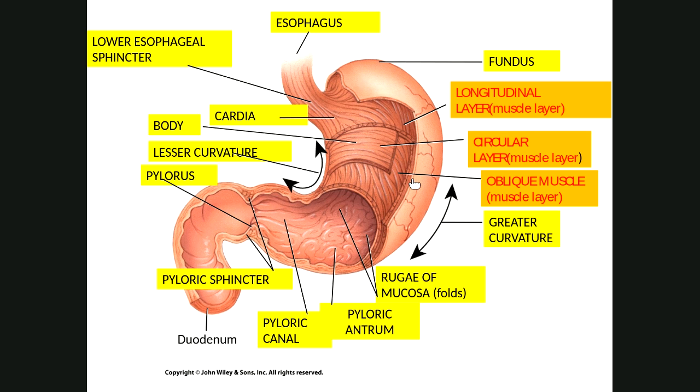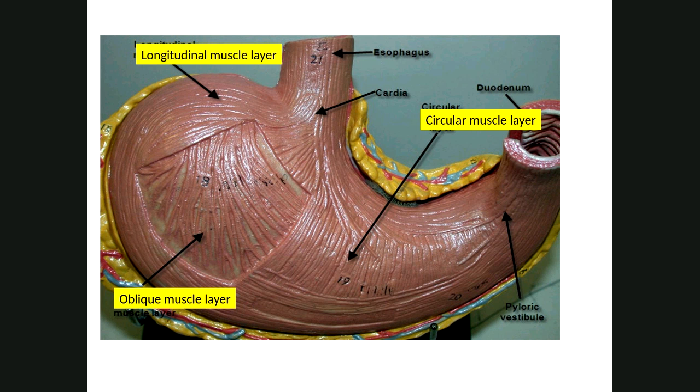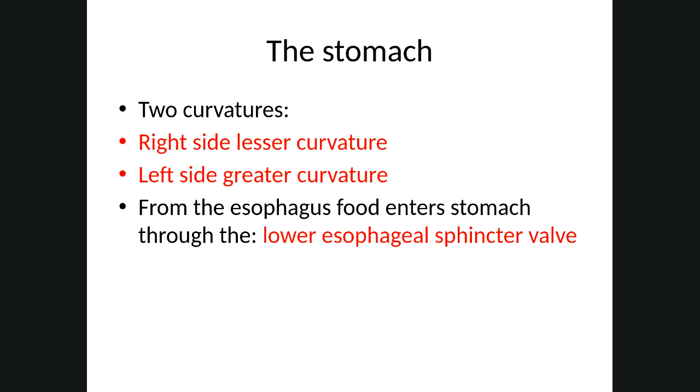And if you remember, here is the lesser curvature, lesser omentum. Here's the greater curvature, and it's protected by the greater omentum. Inside the stomach, you have these rugae or these folds, right? So again, they increase the surface area as food is getting digested. So let's look again. Here are the longitudinal muscles, oblique muscles, and circular muscles. All right, we talked about that.